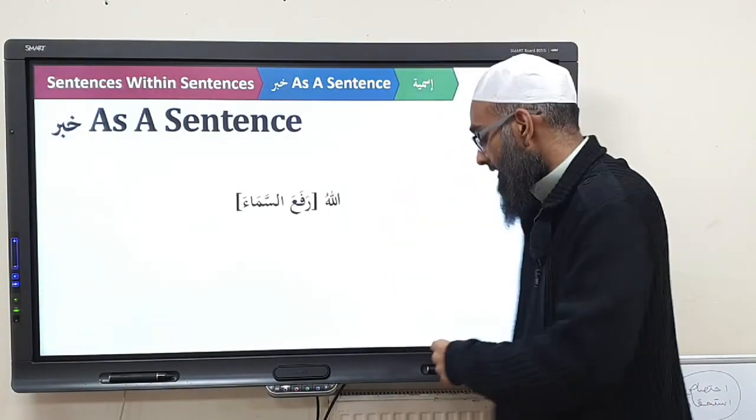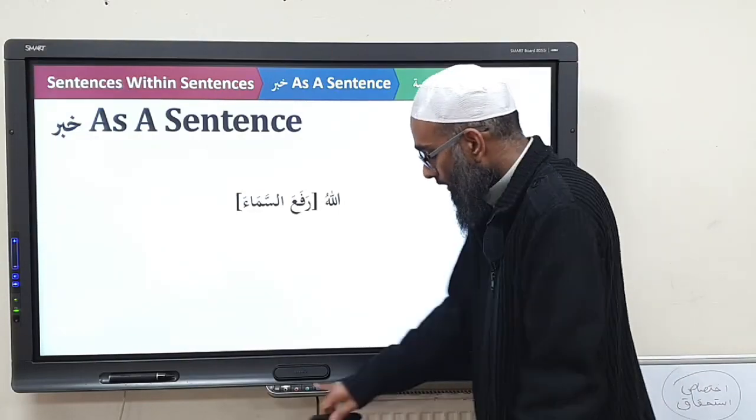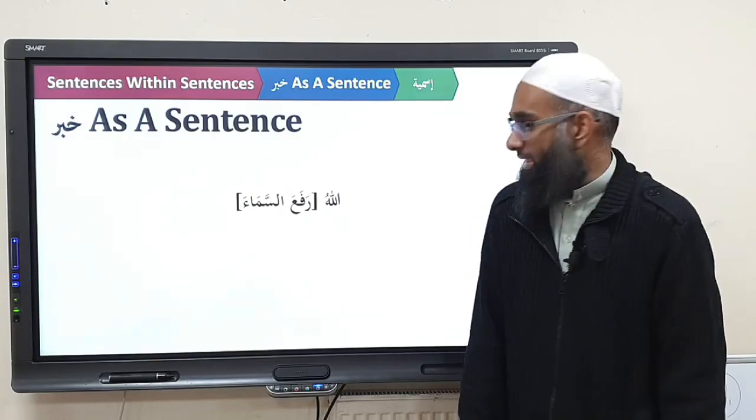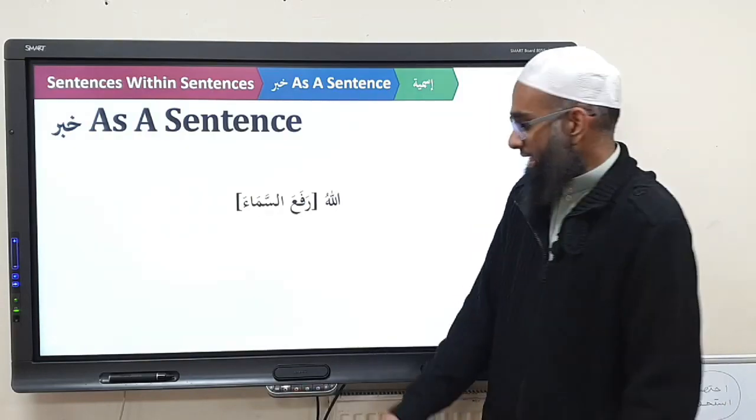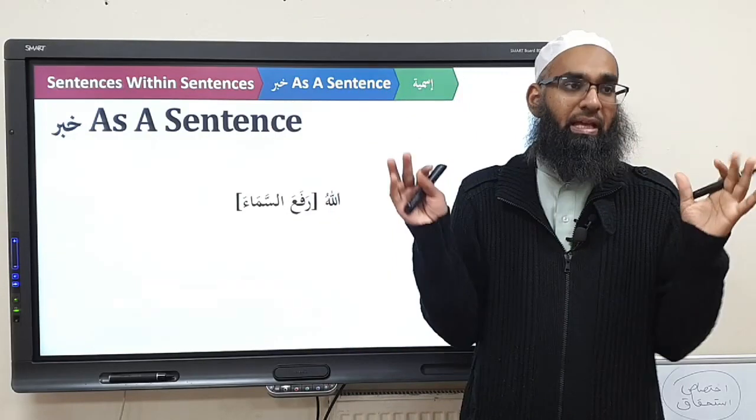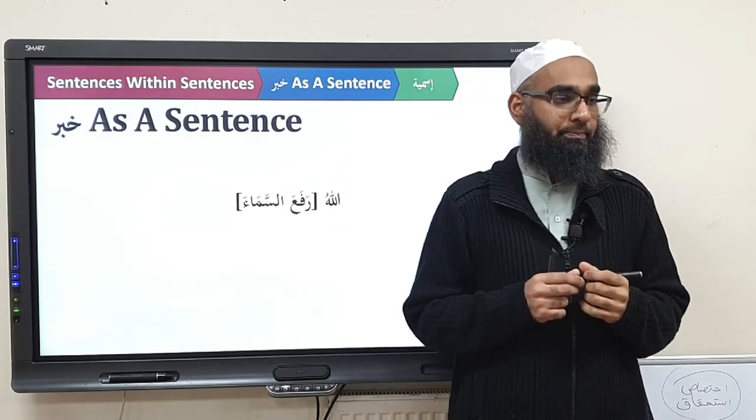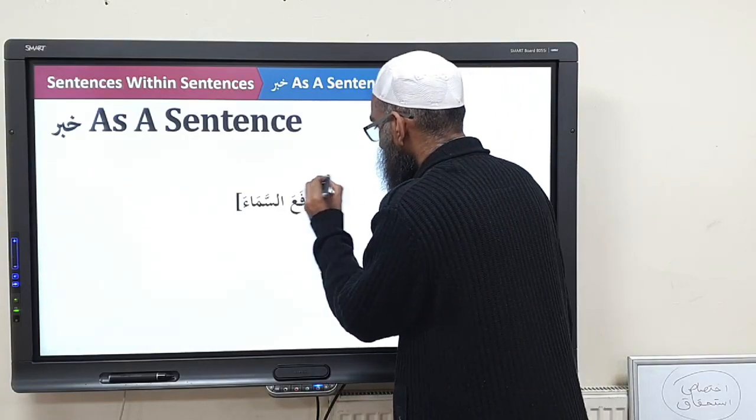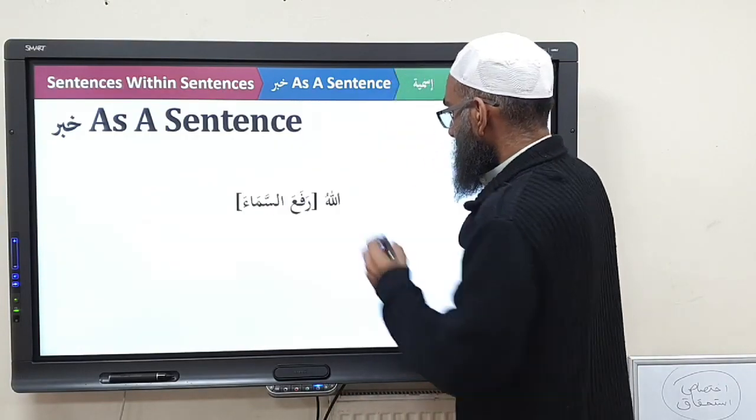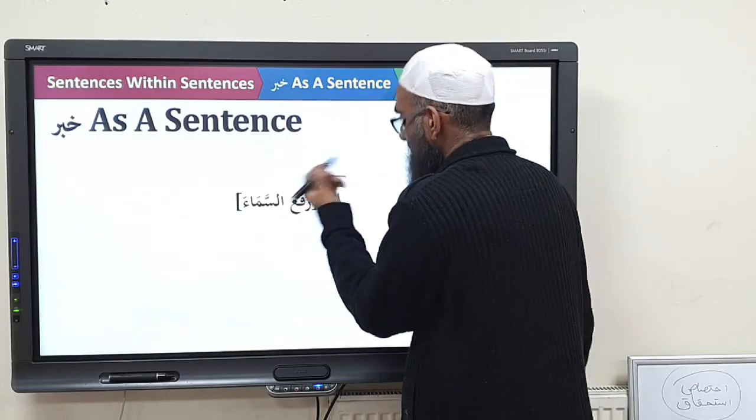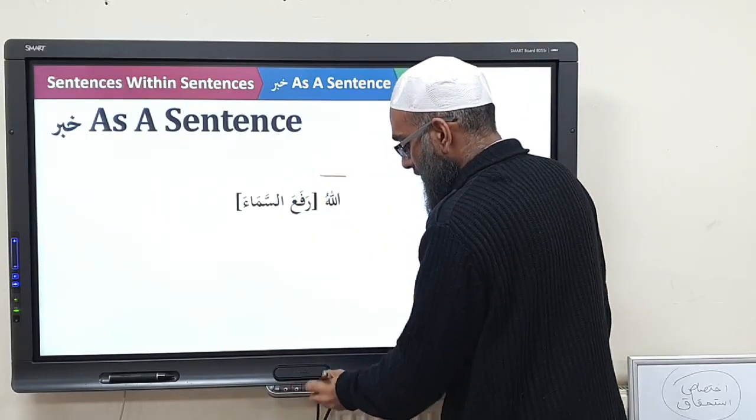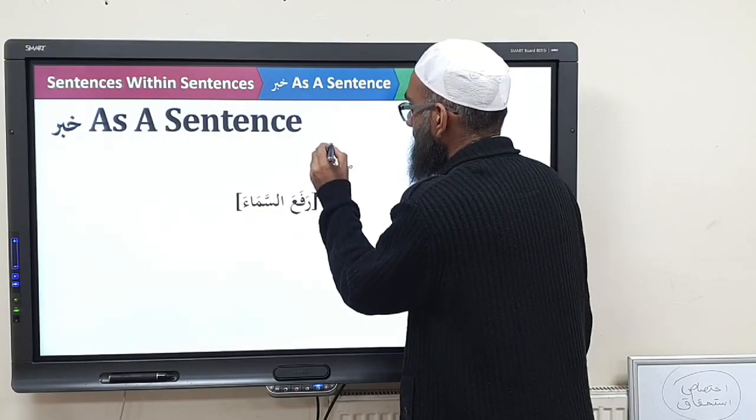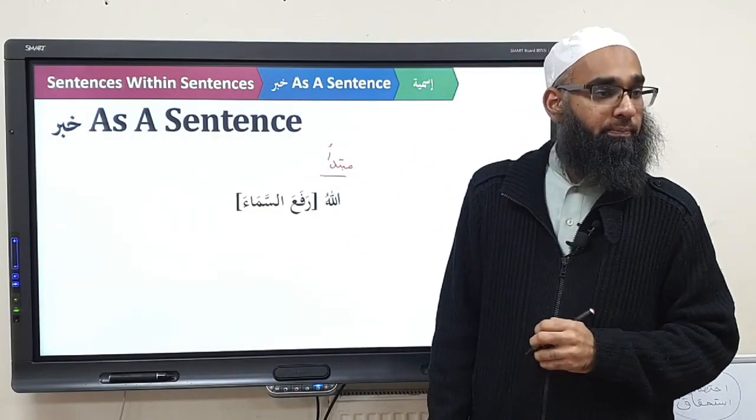Allahu rafa'a as-sama'. How do we translate this? Okay, let's look at it first. Let's do the structure first. Is it jumla ismiya or jumla fa'liya? Why? Because it starts with an ism. So Allah, lafzul jalala, becomes what? The inks are not working, the inks are playing around a bit, so sorry for the color. Everything will be in red today for some reason. So mubtada, and rafa'a as-sama' becomes what? Khabar.